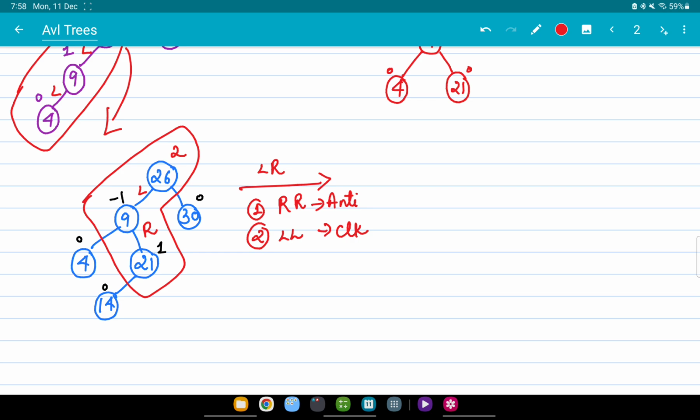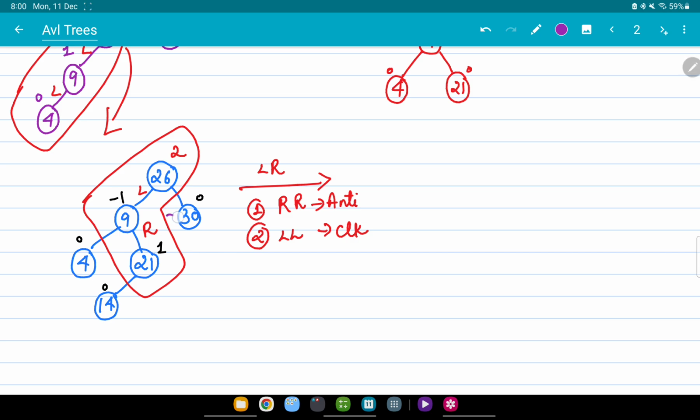Now I'll tell you one trick also to solve this, because sometimes people get confused. So I'll tell you one trick how to do it. But before we go on with our trick, first let us go by the convention method and then I'll tell you the trick. So first we have to perform RR rotation, that is the rotation in the anti-clockwise direction.